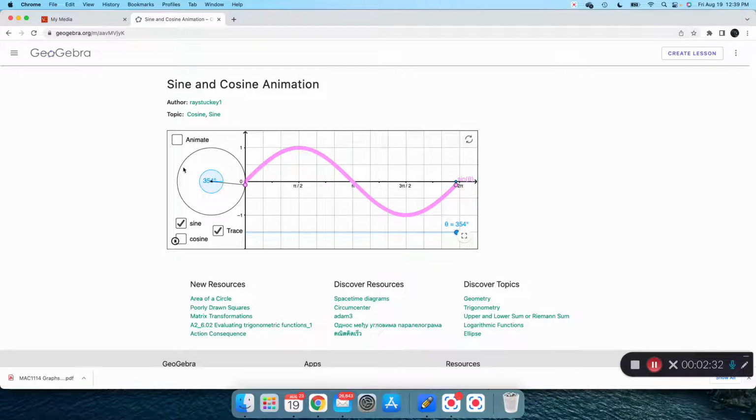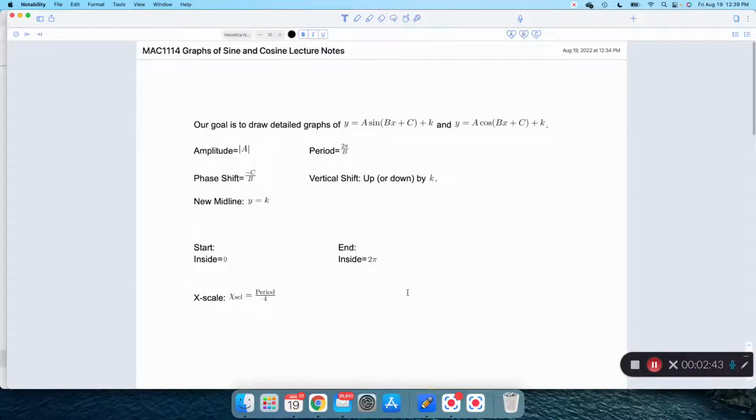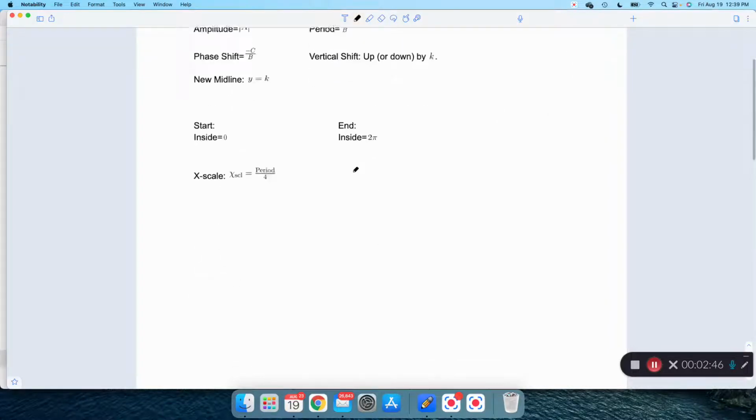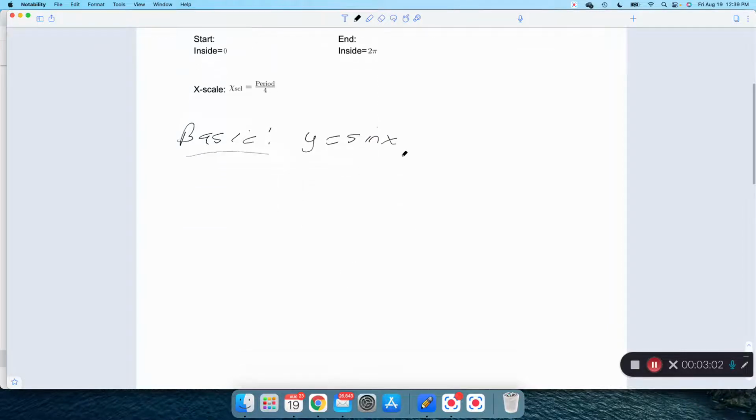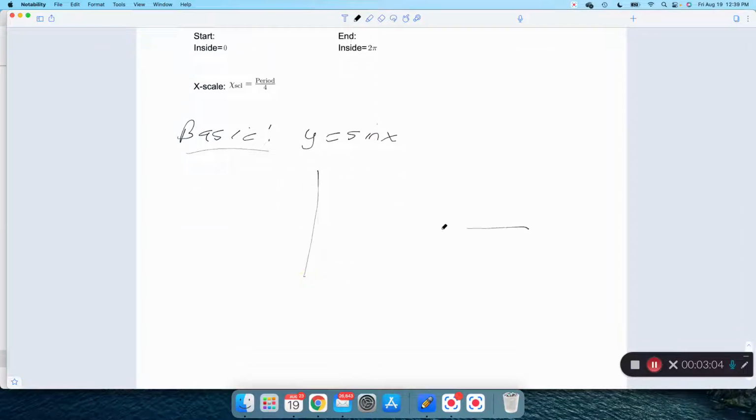Now this would keep going. If we let this thing rotate around and keep going, we would keep getting this shape over and over again. So that's our basic graph of sine of x. So we can draw that here. And this one you're really just going to have to memorize. This is just y equals regular old sine of x. It's going to look like this.